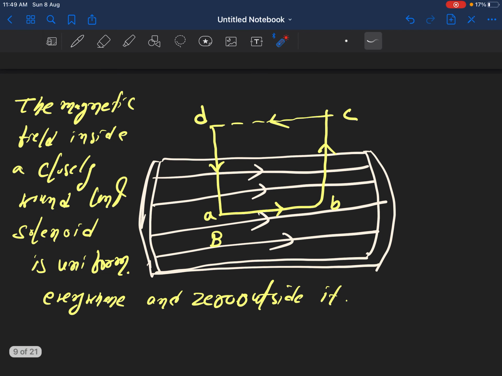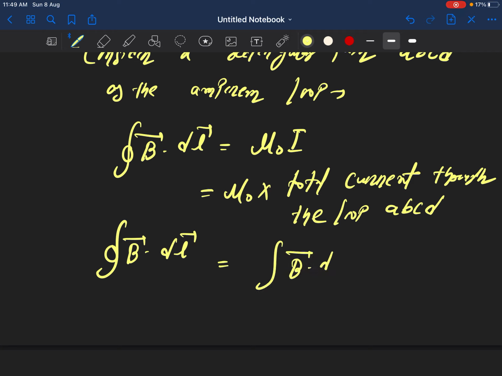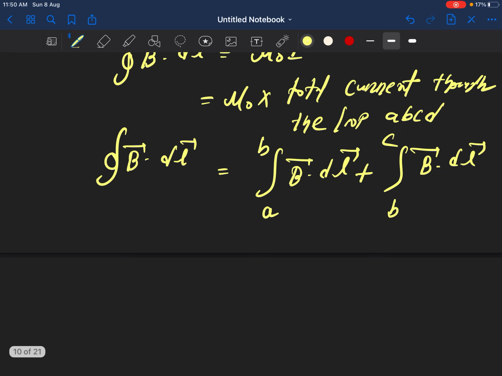First we will calculate A to B, then B to C, then C to D, then D to A. Okay, so you can write here A to B plus B to C, plus C to D plus D to A.